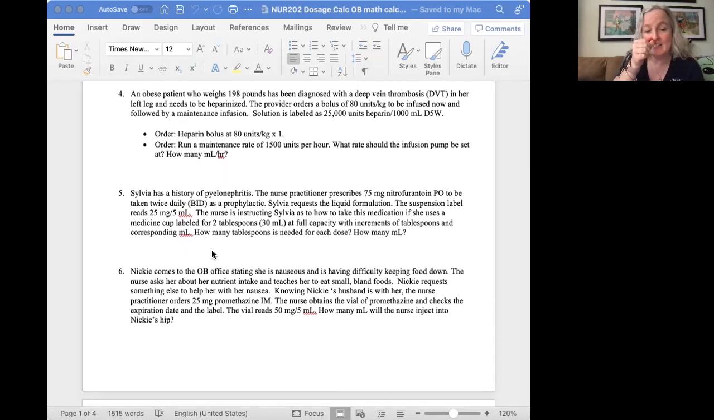Number 5, Sylvia has a history of pyelonephritis. The nurse practitioner prescribes 75 milligrams of nitrofurantoin, it's Macrobid, PO to be taken twice daily or BID as a prophylactic. Sylvia requests the liquid formulation. The suspension label reads 25 milligrams in 5 mLs. The nurse is instructing Sylvia on how to take this medication if she uses a medicine cup labeled for 2 tablespoons or 30 mLs at full capacity with increments of tablespoons and corresponding milliliters. How many tablespoons is needed for each dose and how many milliliters?